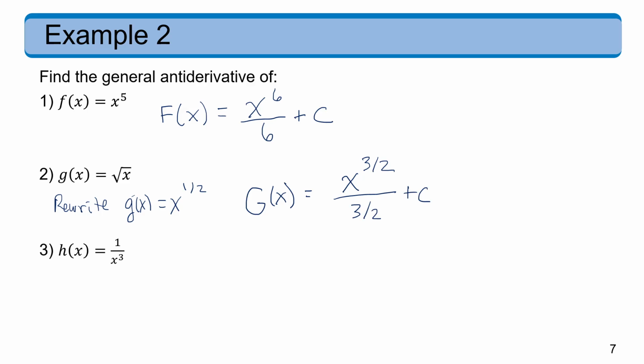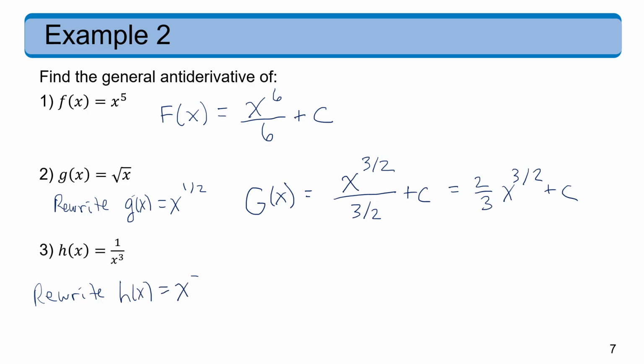Now we could simplify to make this look a little better. Dividing by 3/2 is the same as multiplying by 2/3. So we have 2/3 x to the 3/2 plus c. And we're done with that one. The third one also is not in the form of a power function, but if we rewrite it using a negative exponent, we could write it as x to the -3.